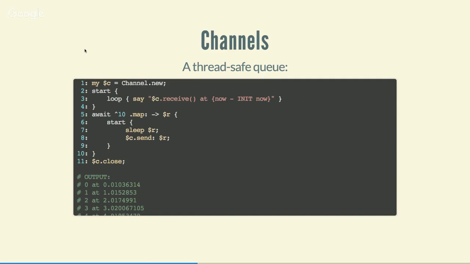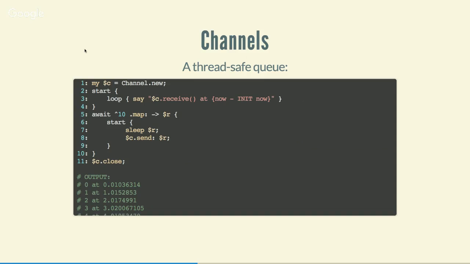Perl 6 also has channels, which is a thread-safe queue. Now, if you look at the output, you can see every second we generate a value. And if you look at how we do it, we create a channel. Then on line number 2, we start a loop in a promise that calls a receive method on that channel. It's blocking. It will block until you get a value. If you want it non-blocking, you can use the poll method. But in this case, it will wait for the value, then print it.